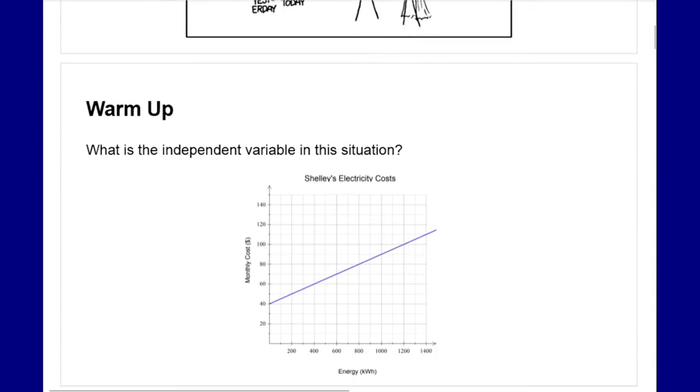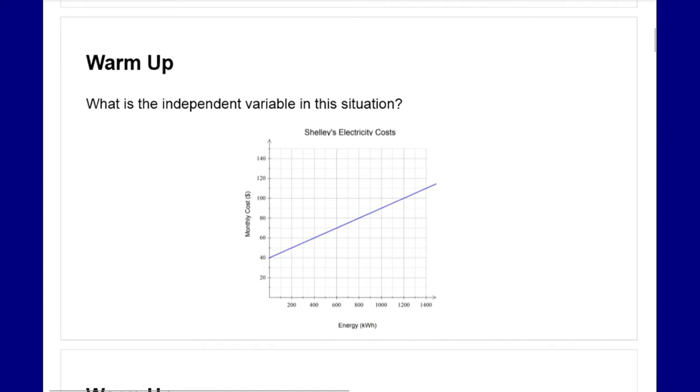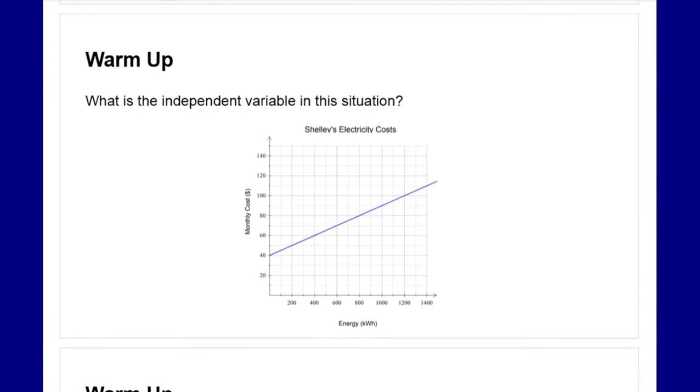So just as a warm-up, going to go through a couple questions, just get you to kind of think. We will be going through other examples with this, so I'm not going to write these down, I'm just going to give you a couple seconds to think about each one. So what is the independent variable in this situation? Shelley's electricity costs, we have monthly costs, and energy. So what do you think is the independent variable?